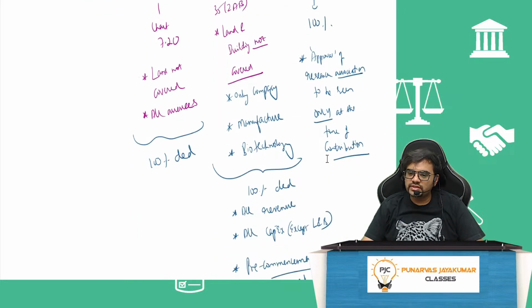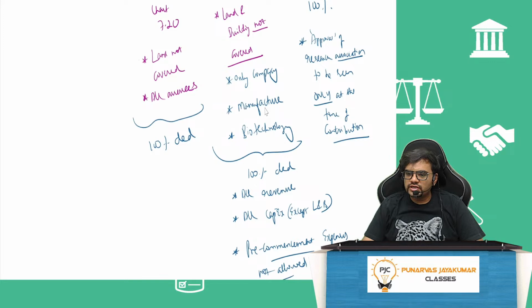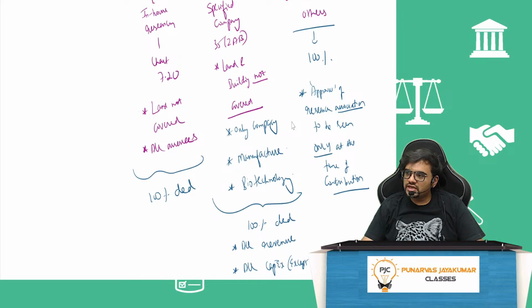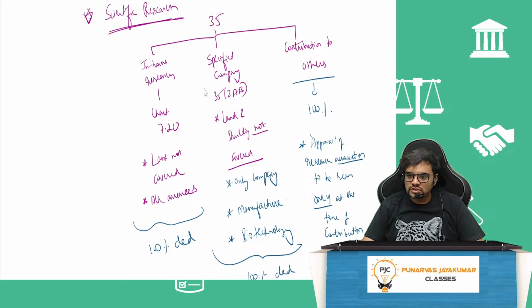This is for which companies, guys? Those who are into manufacturing and those who are into biotech. Only a company will be covered. In in-house research, all assessees are covered. And in the other case, only a company will be covered. Specified company, 35(2AB).